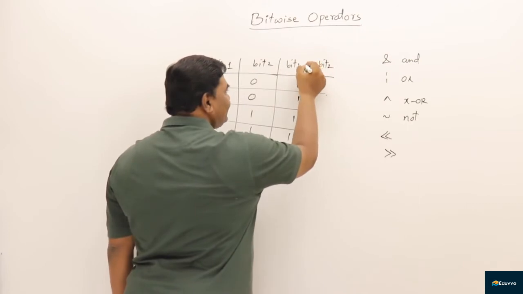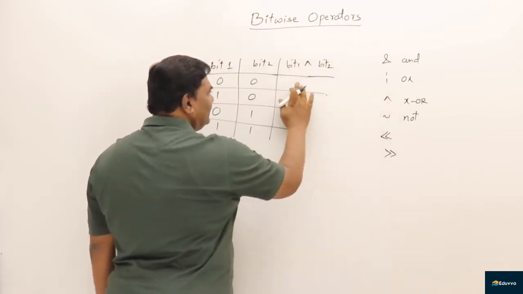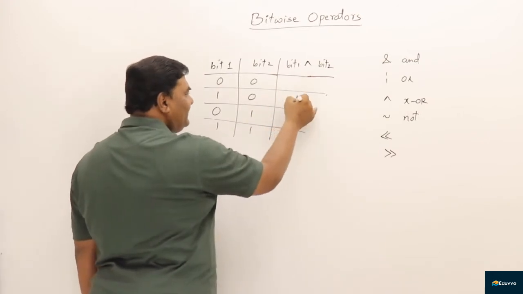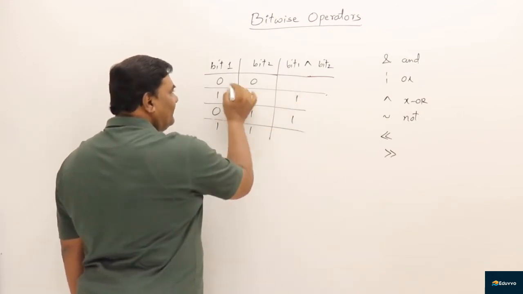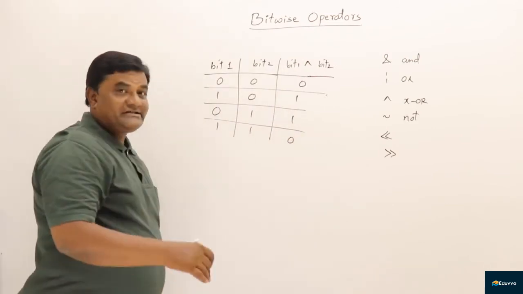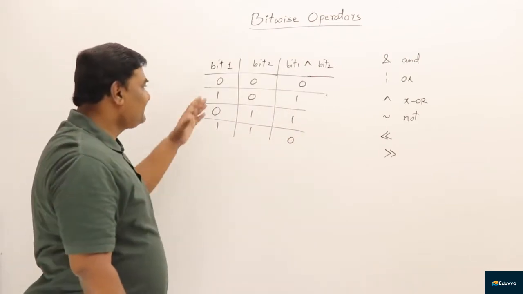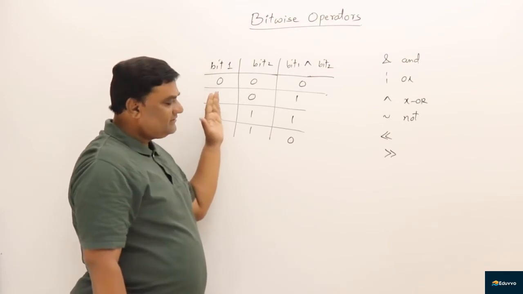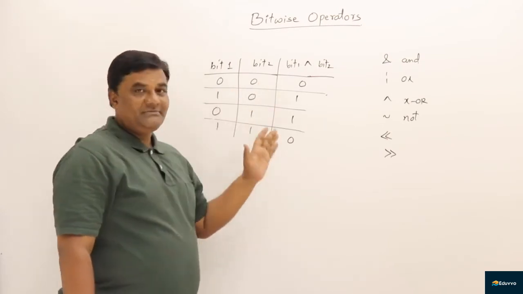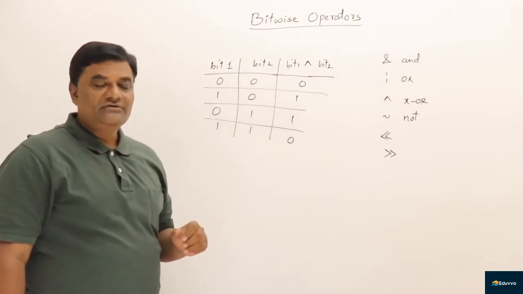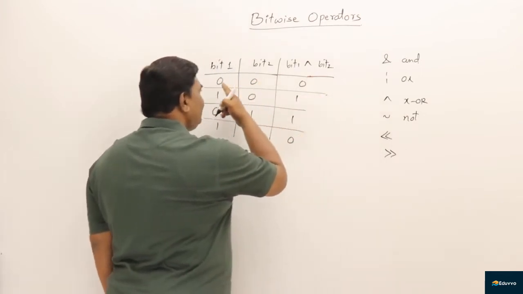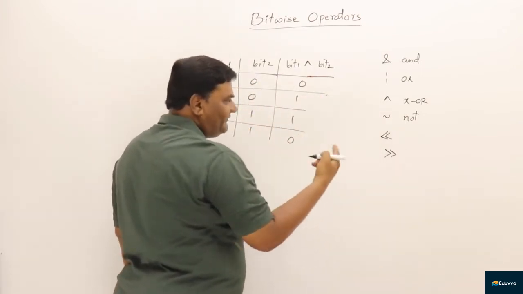Then if it is XOR, if both the bits are different, then only it will be 1. If both the bits are same, then it will be 0. Exclusive OR means exclusively, if one is a 1, then the other bit must be 0. Or if one bit is 0, then the other bit must definitely be 1. So this is XOR. NOT means whatever the bit is, if it is 1, it will become 0. If it is 0, it will become 1.